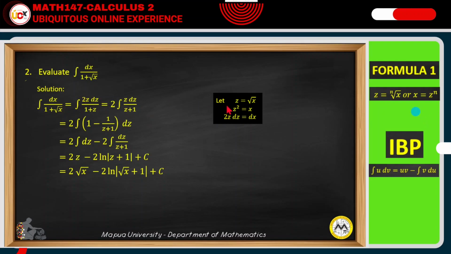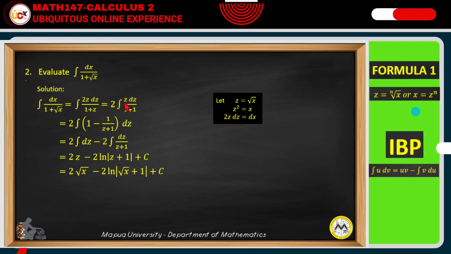Okay, so in this case, we let z be the square root of x because your n is 2. And then when you square both sides, we get z squared equals x. And to find the value of dx, we take the differential of both sides. So 2z dz equals dx. Then by substitution, we replace dx by 2z dz all over 1 plus the square root of x, where square root of x is z. So we have 1 plus z. And because 2 is constant, we factor this out. So we have 2 times the integral of z dz all over z plus 1.